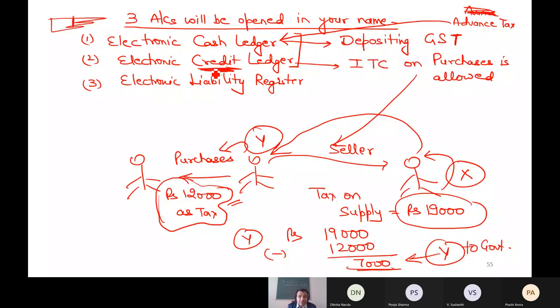In electronic cash ledger, whatever cash transactions are between me as a person and GST department, Goods and Services Tax Department, Department of Indirect Taxes, that will be reflected in this electronic cash ledger, and whatever tax on purchases which I have paid and which are allowed to me as ITC, input tax credit, that will be reflected in my electronic credit ledger. So the point here to discuss is that one line, that advance tax will be reflected in electronic cash ledger. That's it. This is what my section 27 is. I hope it is clear.